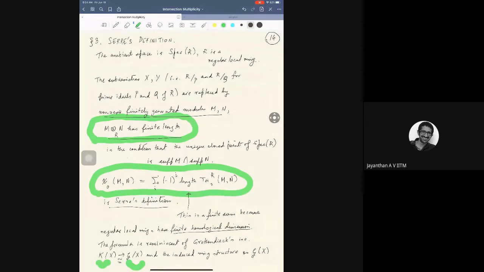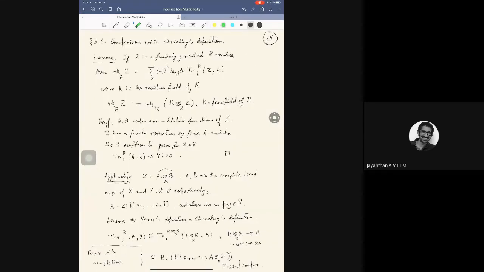So when you work it out and go into what these days is called the left derived functor, you end up with this formula. Now, if M tensor N is of finite length, all these things have finite length. So that's the definition. Now, this is a purely algebraic definition, and it is not clear anymore why this number should be non-negative, and then why it should be positive. So I'm pretty close to being out of time.